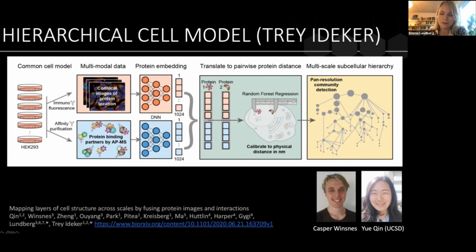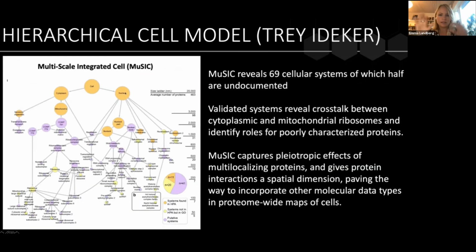And then we could, this is a very brief description, in typical Trey Ideker style, build this type of multi-scale subcellular hierarchy. And this is the hierarchy. At the top, you have the cell, and then you see the cytoplasm, the nucleus, and then it goes down. So you don't have to read all the details. What I do want to say is that all the yellow systems were known.